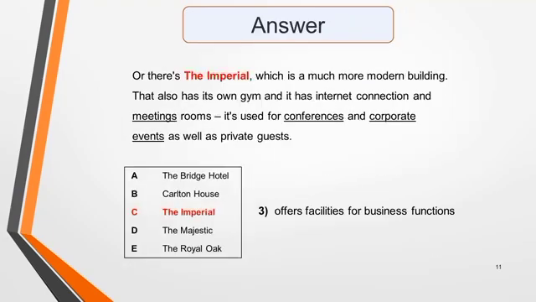I'm sure you had no difficulty identifying the correct match as C, the Imperial, and 3, offers facilities for business functions. But I hope this illustrates just how helpful it is to do this activity in your preparation time. And remember, the 3 strategies we've covered in this lesson will only help you if you practice them.